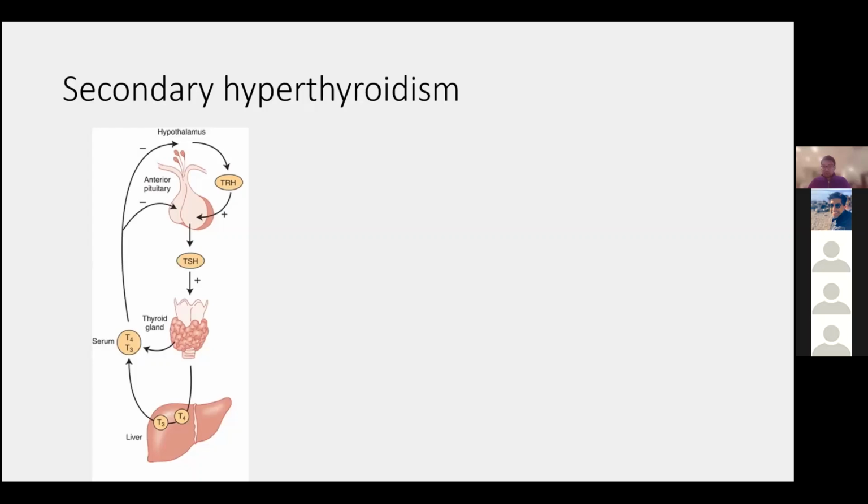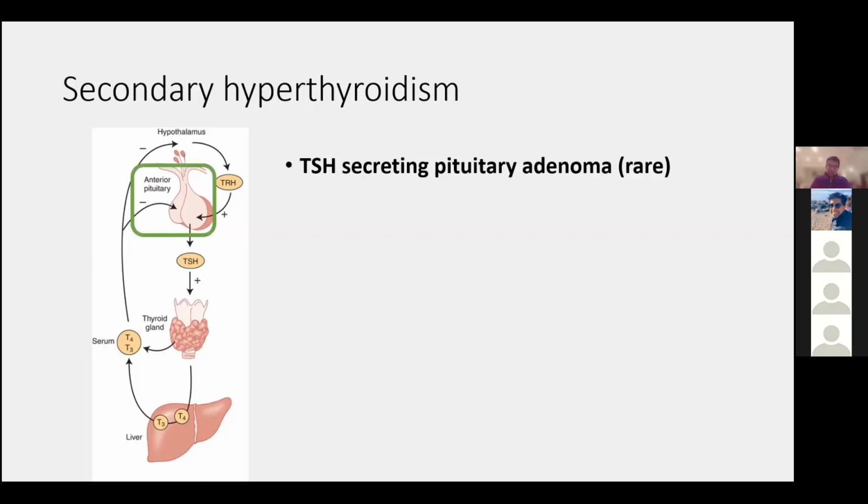Secondary hyperthyroidism is again due to problems in the hypothalamus or the pituitary. Overall, these are more rare causes of hyperthyroidism, but of those, usually a pituitary adenoma would be the culprit. And this is because it increases TSH production and therefore increases T4 and T3 production.